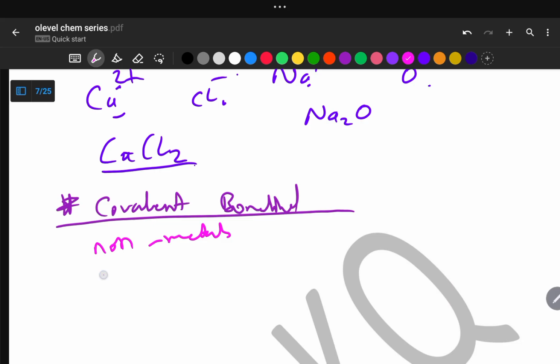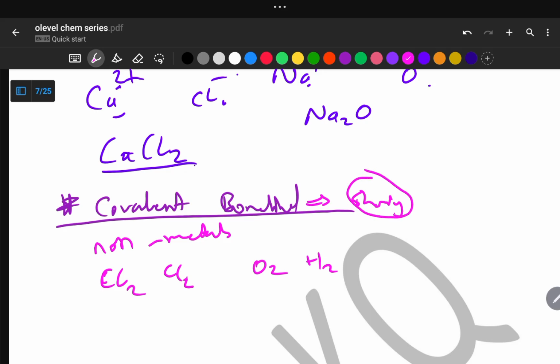So we're having a bond between chlorine and chlorine, right? We're having a bond between oxygen and hydrogen. We're having a bond between all the non-metals. This is what we call covalent bonding. So they react by sharing electrons, right? There is no gaining of electrons, there is sharing of electrons. Why? Because we are not having metals which will then donate the electrons to be gained, right? So all the non-metals, they react by sharing electrons.